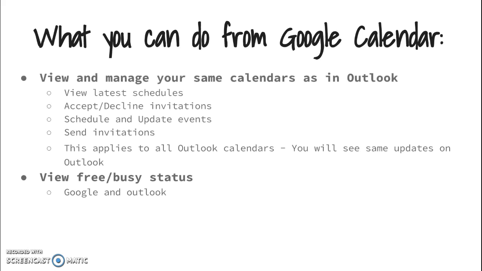What can we do from a Google Calendar? We can view and manage your same calendars as in Outlook. We can see the latest schedules, accept or decline invitations, schedule and update events, send invitations, and this applies to all Outlook calendars. You will see the same updates on Outlook. We can also view free or busy status. This can be seen in Google and Outlook.